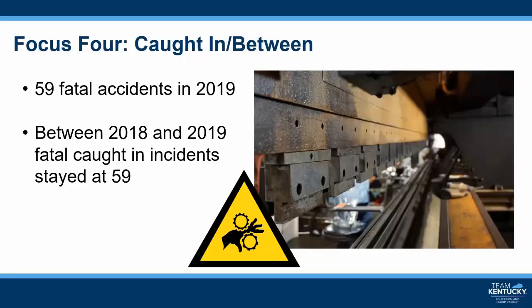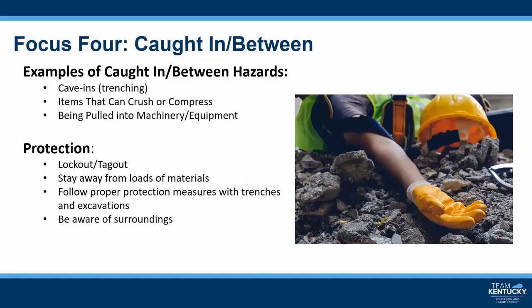According to OSHA, caught-in or between hazards are identified as injuries that result from a person being squeezed, caught, crushed, pinched, or compressed between two or more objects, or between parts of an object. This includes individuals who get caught or crushed in operating equipment, between other mashing objects, between a moving and stationary object, or between two or more moving objects.